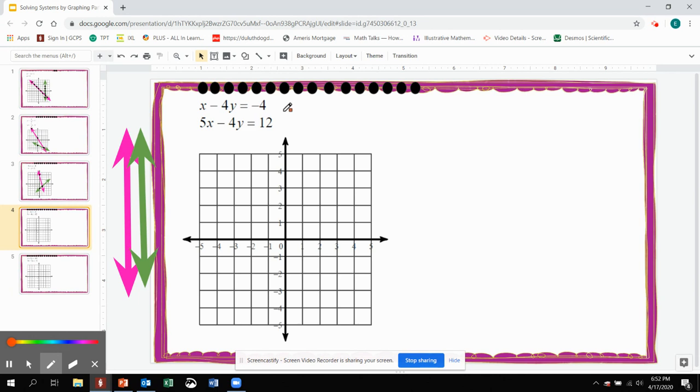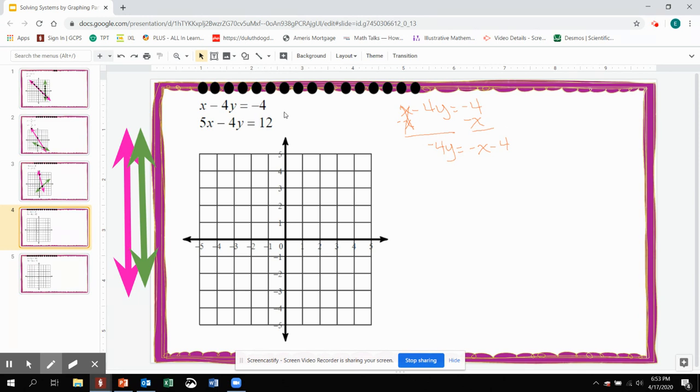So for this, we have x minus 4y equals negative 4. Again, y is not by itself, so the first thing I need to do is get rid of this x by subtracting x from both sides. These will cancel. I'm not left with 4y, I'm actually left with negative 4y. On this side, both my 4 and my x are negative, so I'm going to write this as negative x minus 4.